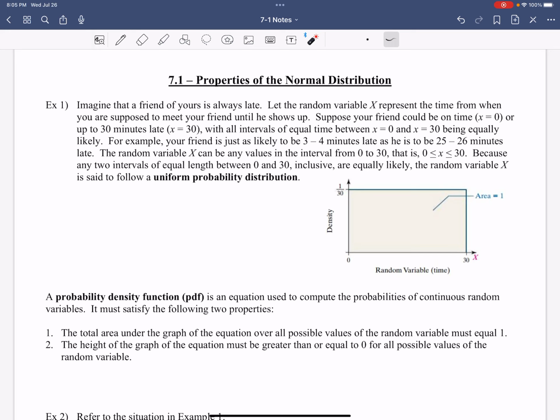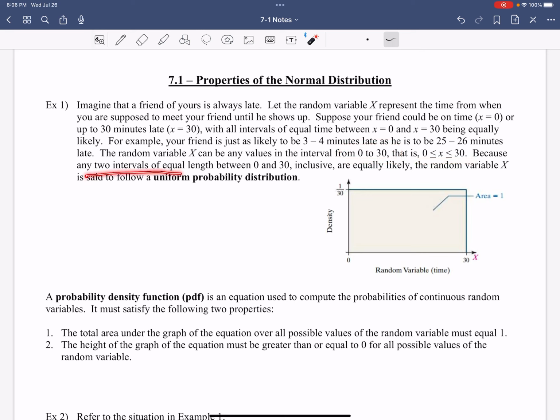That's what our grid is about, with all the intervals between 0 and 30 being equally likely. For example, your friend is just as equally likely to be 3 to 4 minutes late as he is to be 25 to 26 minutes late. So the random variable can be any value in the interval between 0 and 30 inclusive.